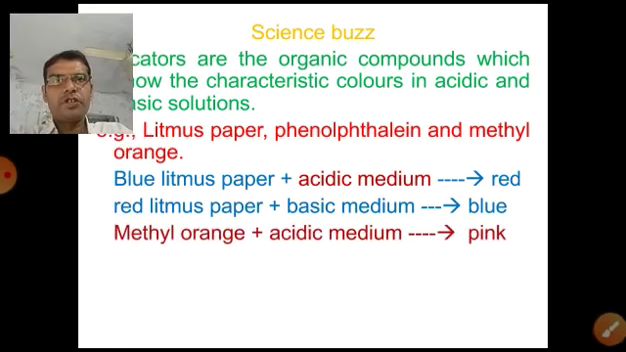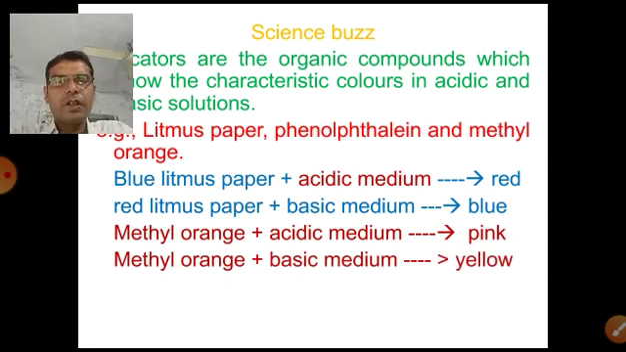Now the next indicator, methyl orange. When methyl orange is added in the acidic medium, the orange color of the methyl orange changes into pink. Now when methyl orange is added into the basic medium, the orange color changes into yellow. So if methyl orange changes into yellow, that indicates the basic medium, and if methyl orange changes into pink, it indicates that the solution is acidic.